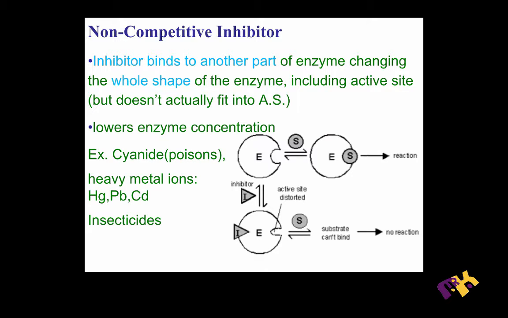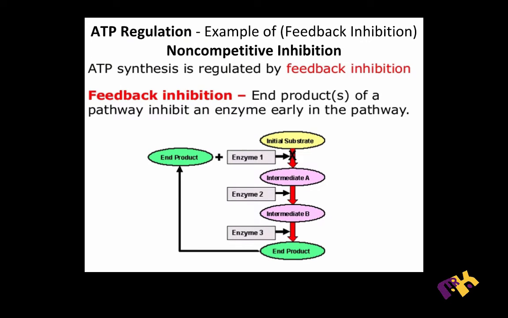Now, one last thing to add in here would be another example of non-competitive inhibition that's done in a slightly different way, where the products that we're making actually shut down the pathway. And this happens in our cells during cell respiration. So the end product of cell respiration is to make ATP.